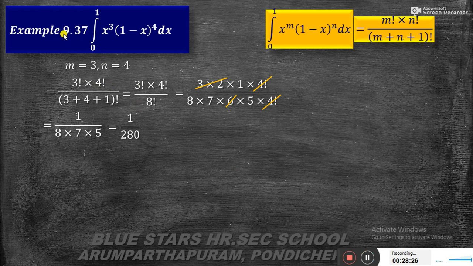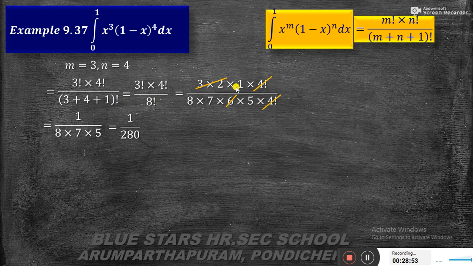So here, example 9.37: integral 0 to 1 of x cubed (1 minus x)^4 dx. You compare these two integrals. Therefore m equal to 3, n equal to 4. So with m equal to 3 and n equal to 4, you substitute in the formula m factorial into n factorial by (m plus n plus 1) factorial. So 3 factorial into 4 factorial by (3 plus 4 plus 1) factorial. That means 3 factorial into 4 factorial by (7 plus 1), 8 factorial.